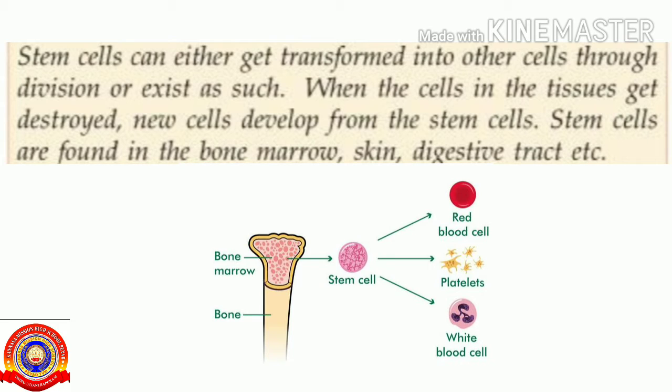When the cells in the tissues get destroyed, new cells develop from the stem cells. That is, when some cells in the tissues get destroyed, new cells develop instead of the destroyed cells from the stem cells. Next, the stem cells are found in the bone marrow, skin, digestive tract, etc. For example, in bone, the stem cell is present in the bone marrow and it is converted into the blood cells like RBC, WBC and platelets.